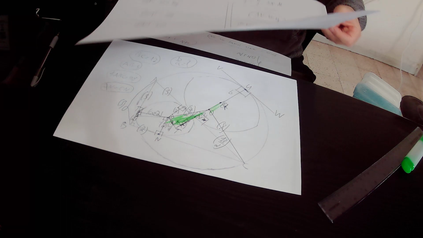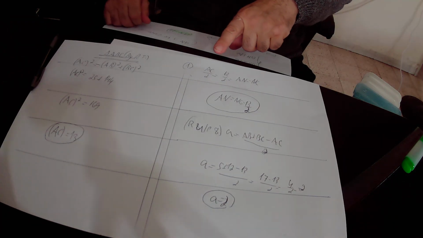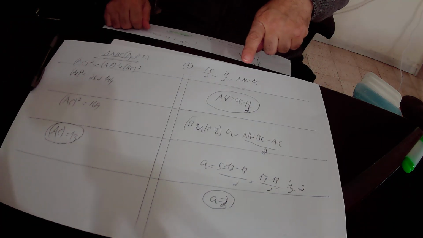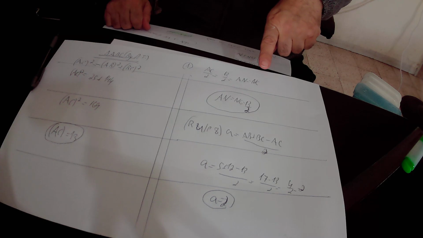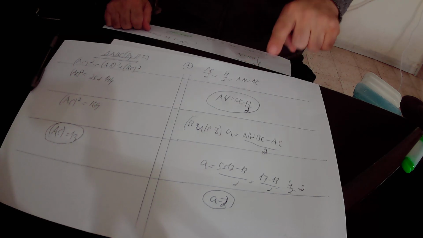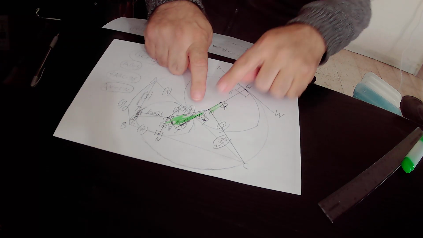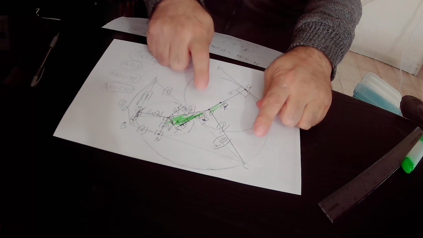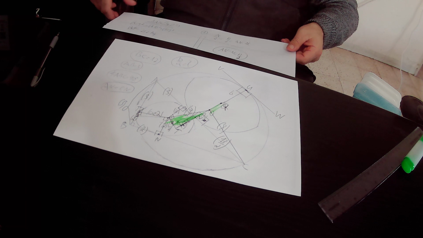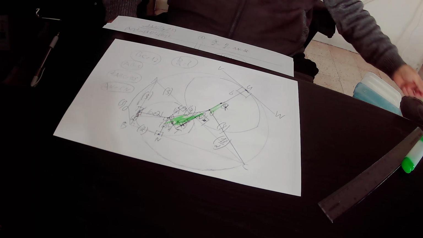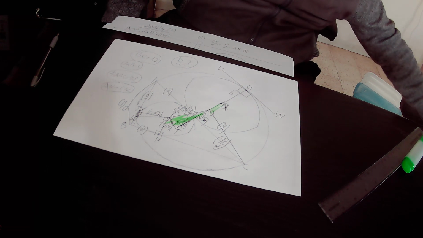So you can write that AC over 2, that is 13 over 2, equals the first half, that is AN, and the second half is NC. So AN equals NC equals 13 over 2. Here, the second half NC equals 13 over 2. Then I presented to you rule number 8 and implemented rule number 8 in our drawing.